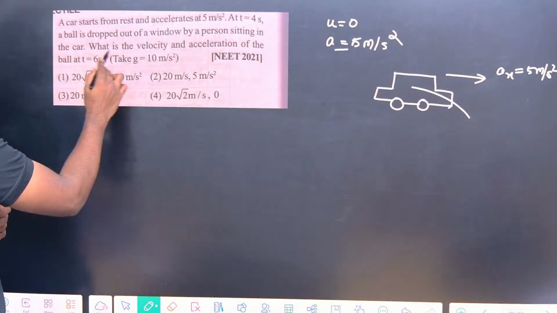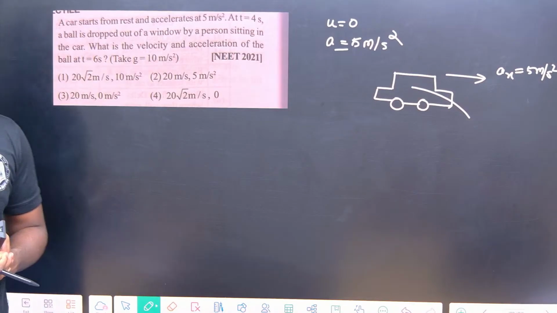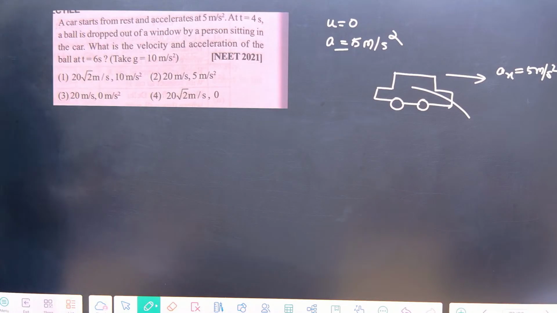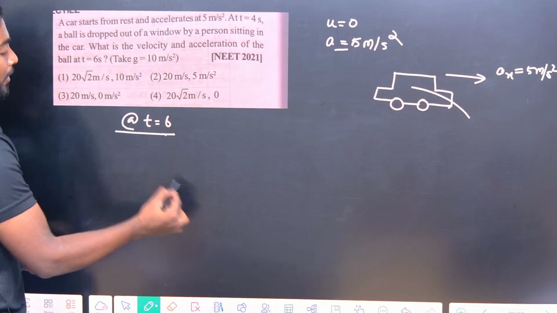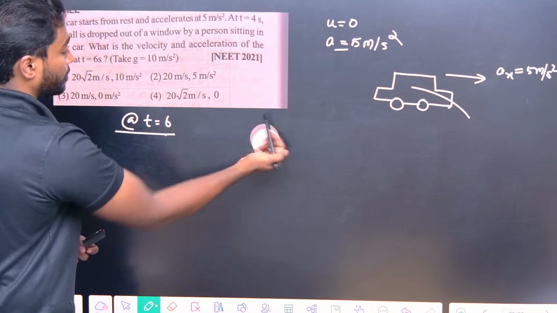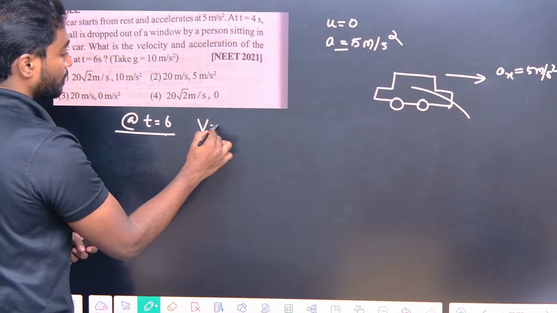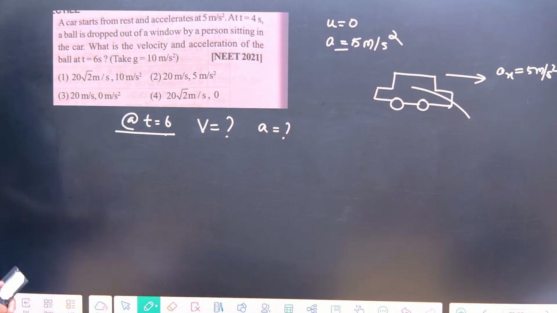Now what is the velocity and acceleration of the ball at time t equal to 6 seconds, they are asking. So at time t equals 6 seconds, I need to find what is the velocity and what is the acceleration. Got the question? Now we will solve it.